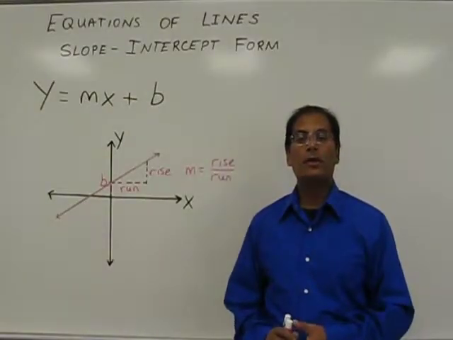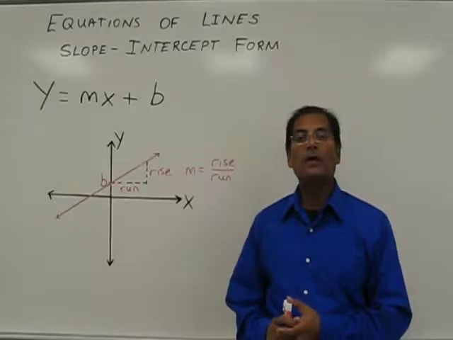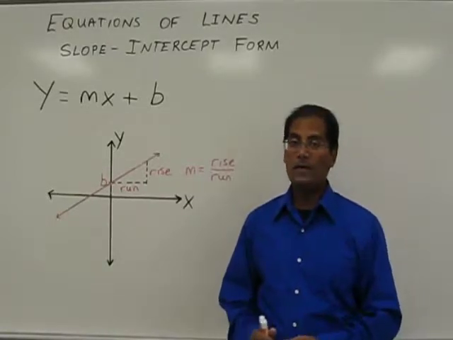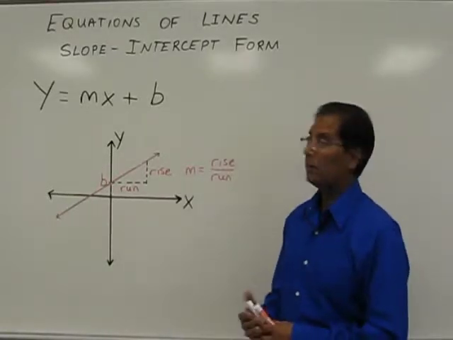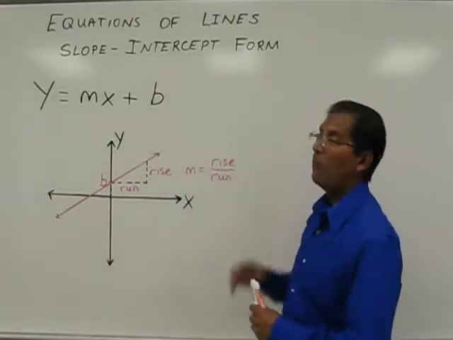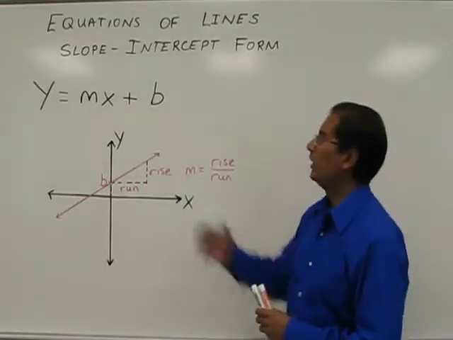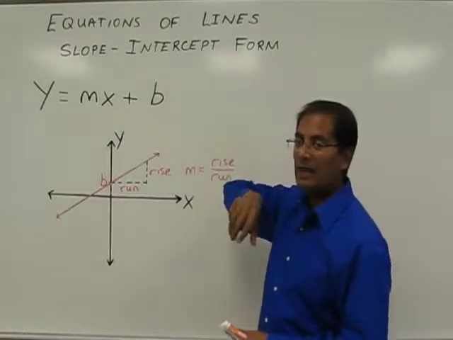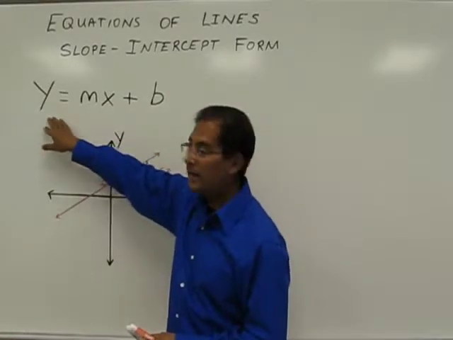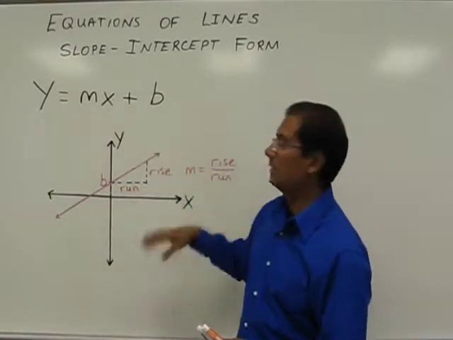Today we're going to talk about equations of lines, how to write the equation of a line. There's several ways. The first way we're going to look at is called the slope-intercept form for the equation of a line. We have a slope and intercept. That form looks like this: y equals mx plus b.